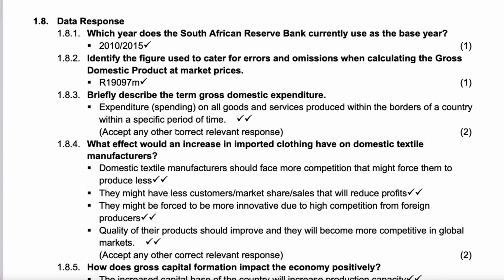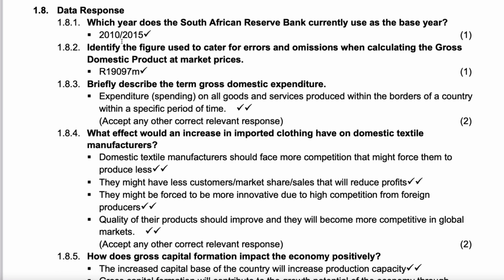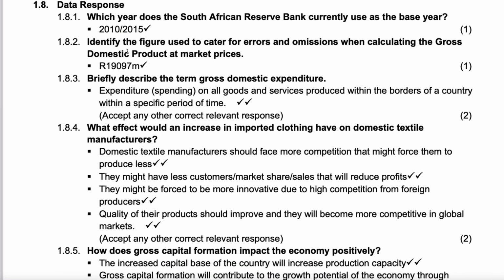So looking at our response, 2010 or 15, and then the figure there, remember it was the residual. Then briefly describe: expenditure on all goods and services produced within the borders. So this part is important.